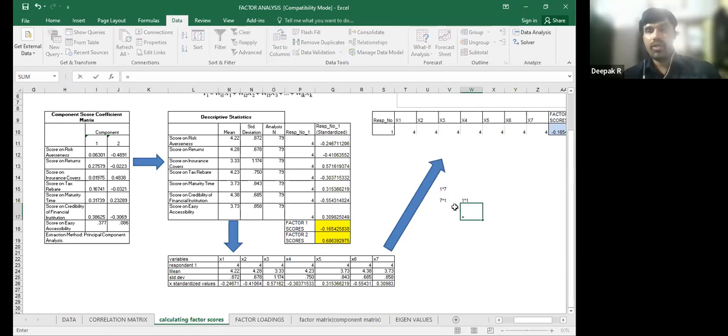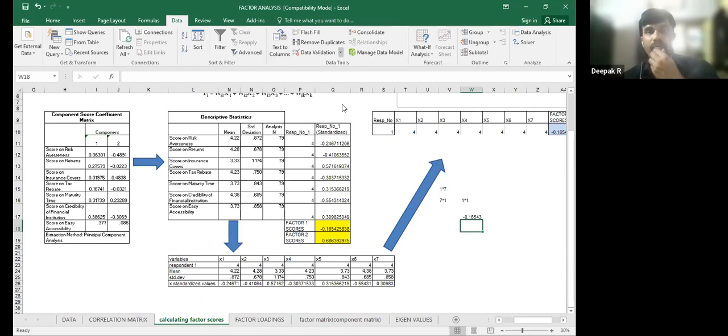In Excel, we do matrix multiplication. The first array is the 1 row and 7 columns, comma, and the other is 7 rows with 1 column. Then if I press Control Shift Enter, you will notice that you have got the factor scores. This is how SPSS calculates the factor scores for the first respondent. Similarly, the second factor score will also be obtained.